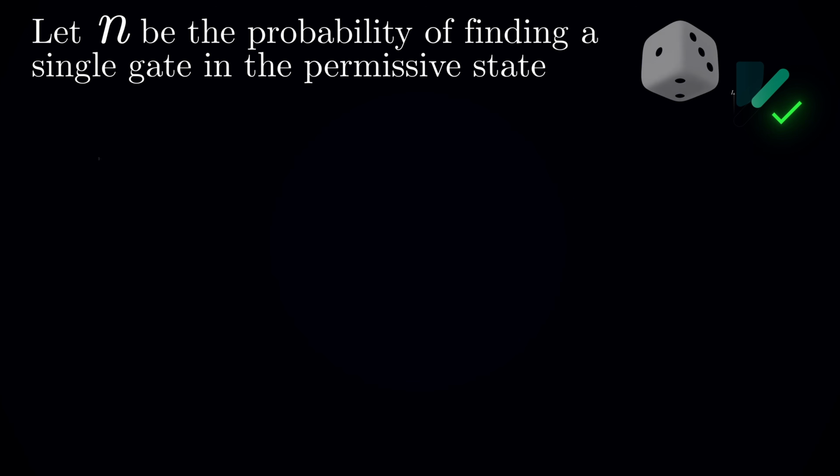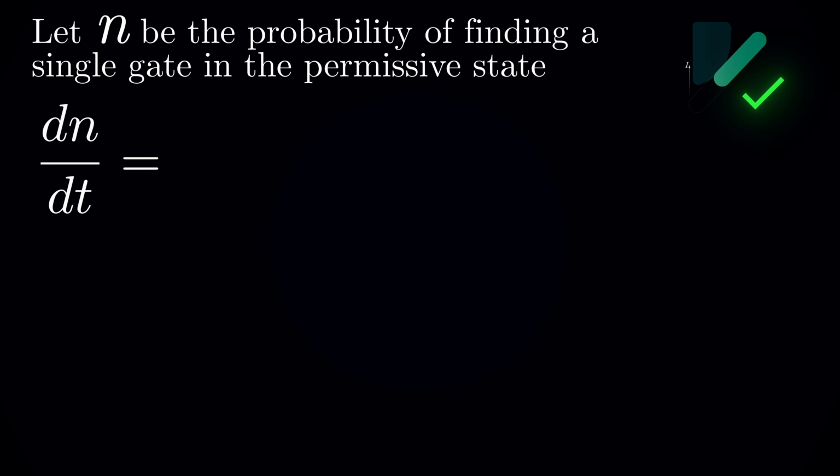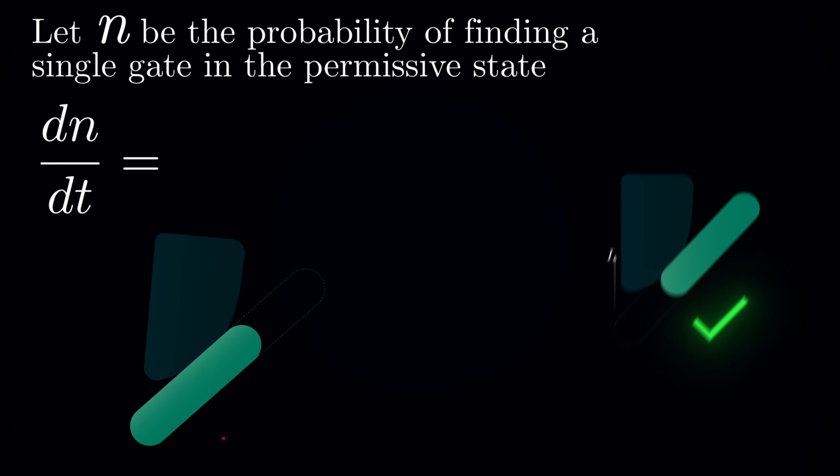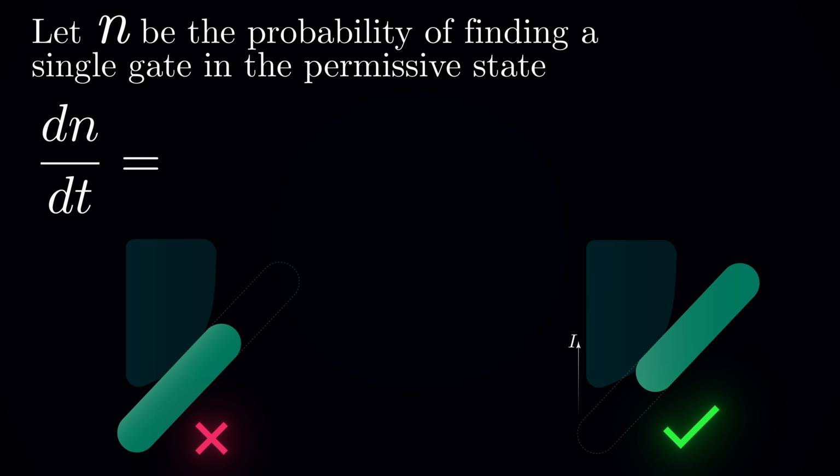We are looking to arrive at a differential equation for n. How fast does the number of permissive gates change? Well, let's think about it in terms of transitions between the states. Since there are only two possible configurations, n can increase if a gate that was in a non-permissive position moves. There are 1 minus n gates that are non-permissive, and let's say they are opening with a certain rate alpha.